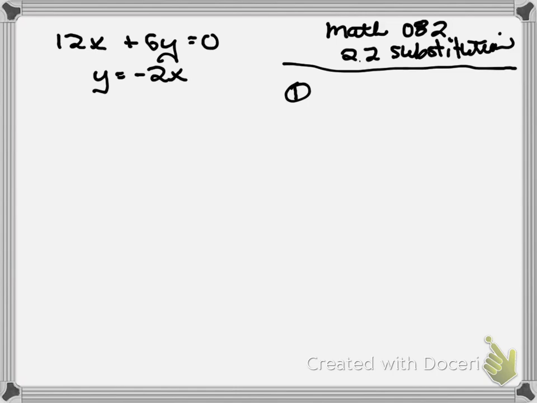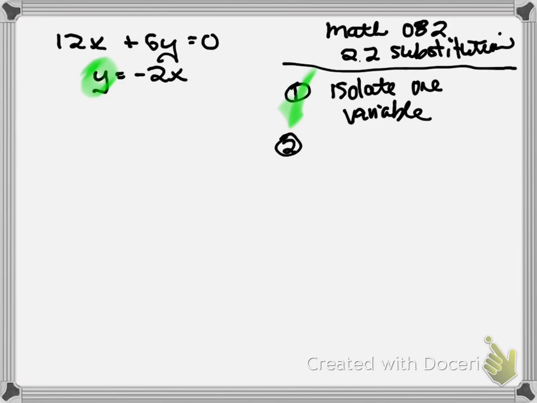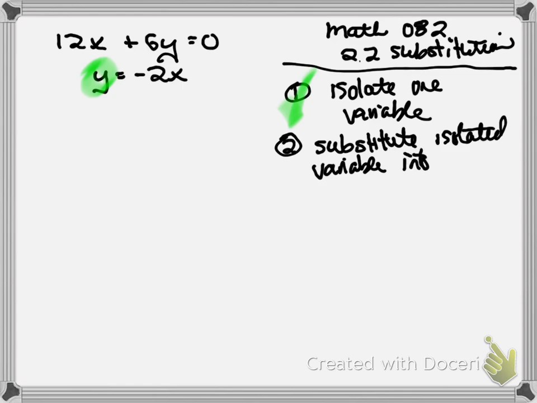So the first thing that we need to do here is to isolate one variable, x or y, doesn't matter which one. Now, luckily for us, this y variable has already been isolated for us, so we don't have to do that. That's very nice. Okay, the second thing that we have to do is substitute the isolated variable into the other equation.